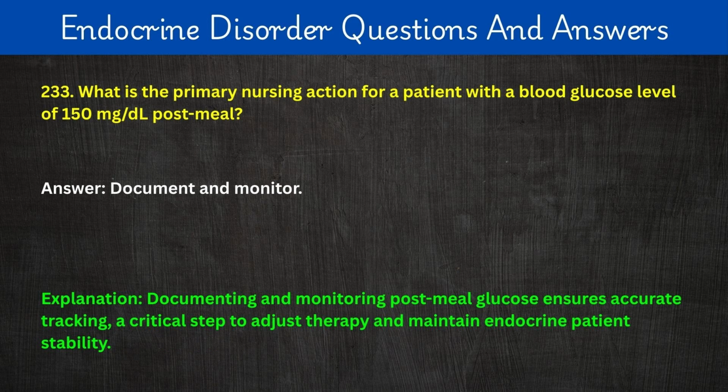233. What is the primary nursing action for a patient with a blood glucose level of 150 milligrams per deciliter post-meal? Answer: document and monitor. Explanation: documenting and monitoring post-meal glucose ensures accurate tracking, a critical step to adjust therapy and maintain endocrine patient stability.